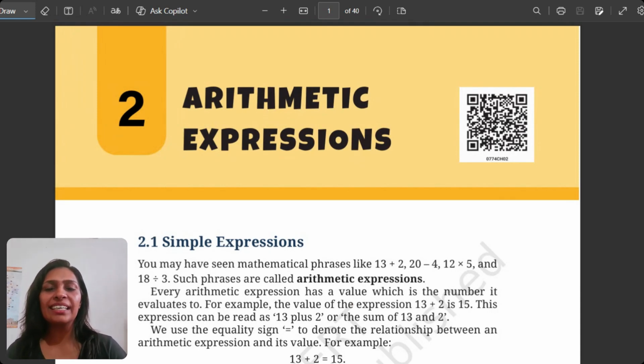And here we are completing and covering chapter number 2, that is arithmetic expressions. So, all my seventh graders, gear yourself up to understand this whole chapter. What we're going to do is cover the entire chapter in micro lessons, micro videos.